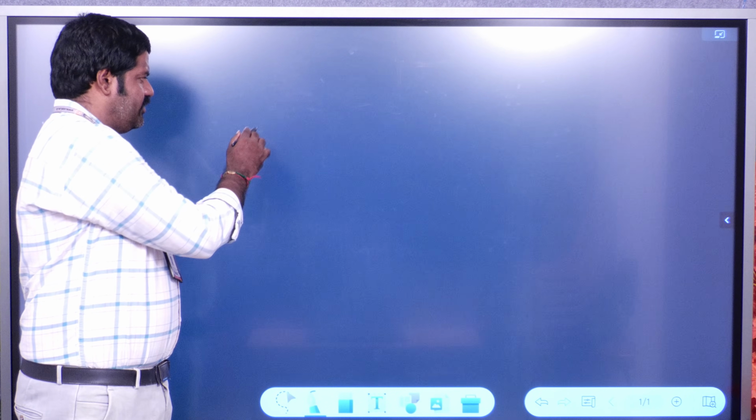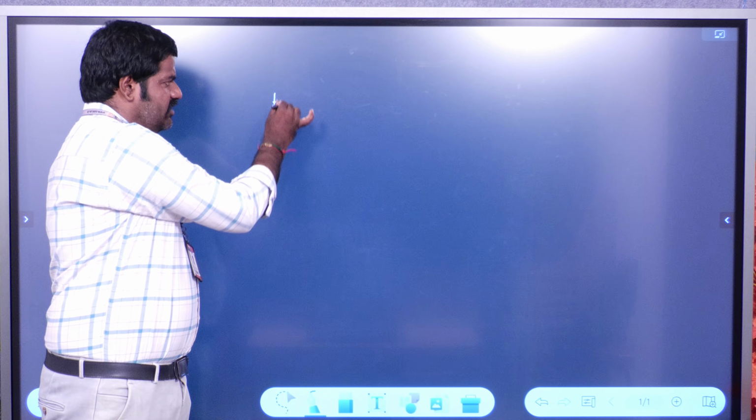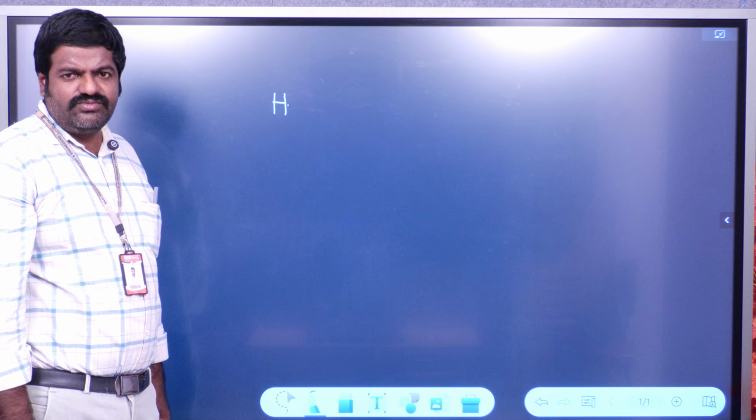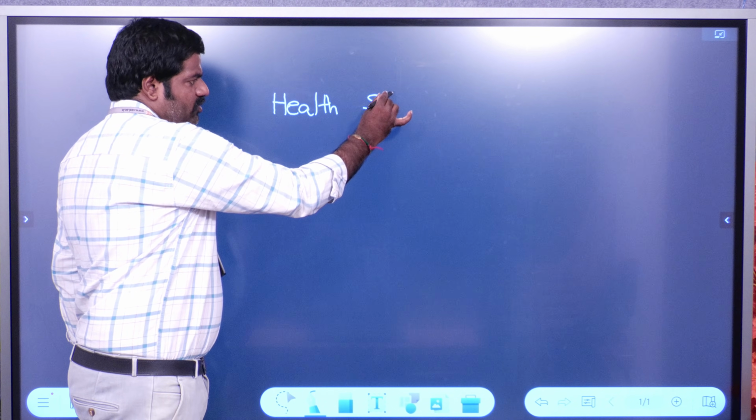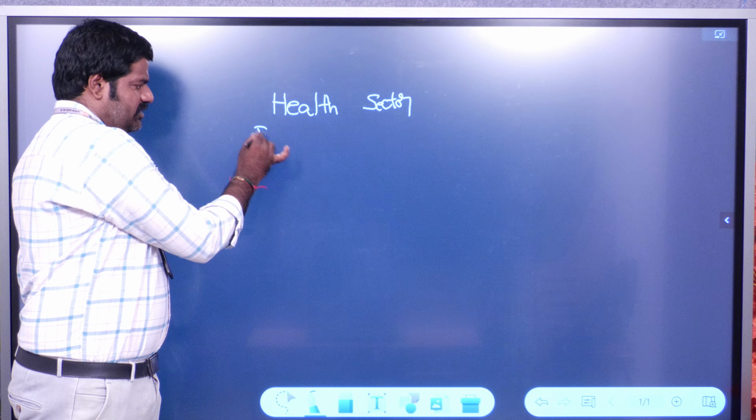Now I'm going to take an example. For example, let us come to the health sector. In every sector, there exists a real world problem. To solve that problem, the first step is we need to collect the data. So coming to the health sector, we are going to record the patient's data.